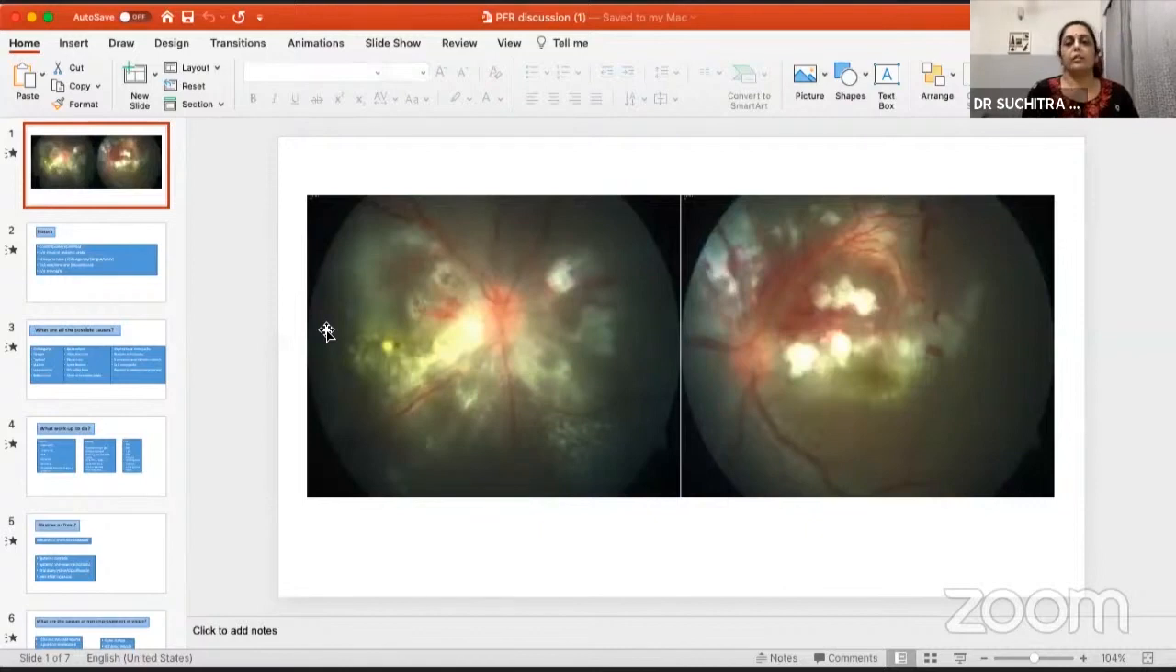This was the case which we went through very beautifully now. It's a case of post-fever retinitis. It's a young male who had history of fever 2 months before, and after 1 month he started developing the ocular signs, and until otherwise proved, it is a case of post-fever retinitis.